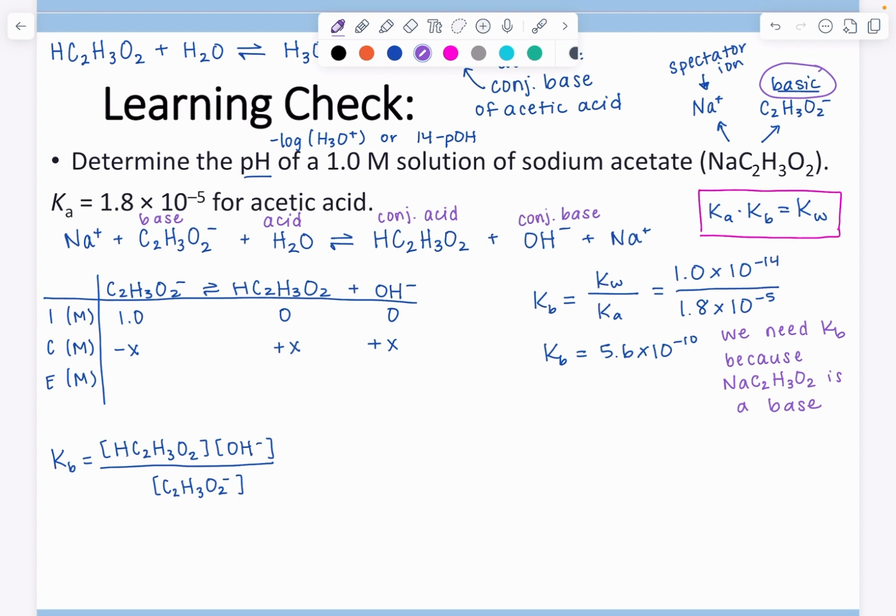All right, we have the Kb value. We can set up an equilibrium constant expression. We're going to have to set it up in terms of x. So we have for acetate 1.0 minus x. For acetic acid, the equilibrium concentration is x, and same with hydroxide. So this is x times x divided by 1.0 minus x.